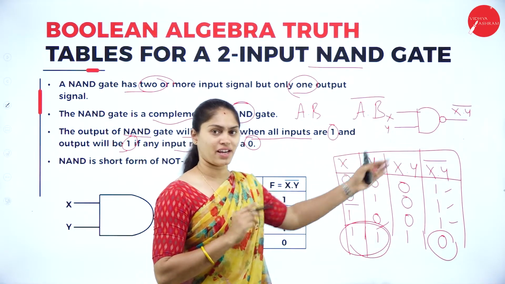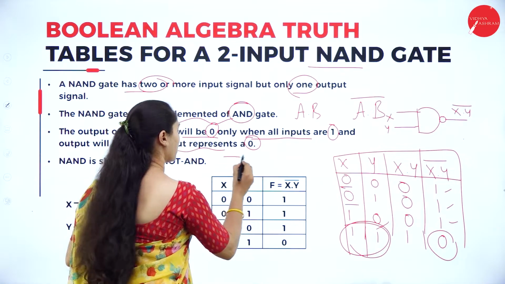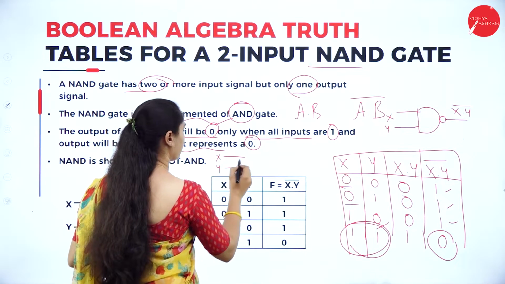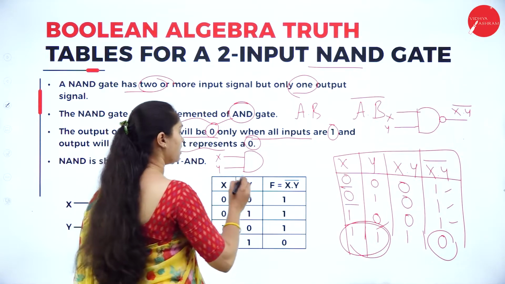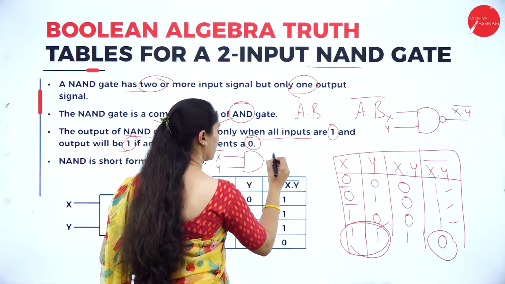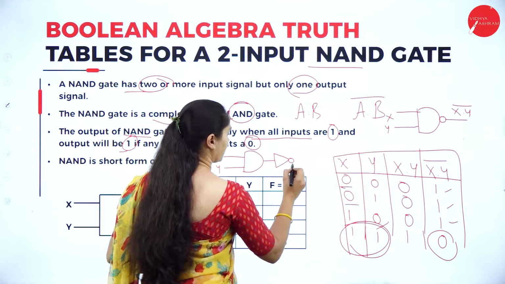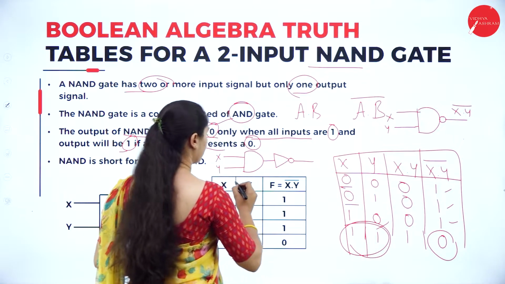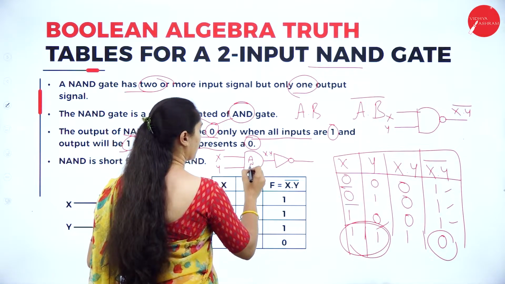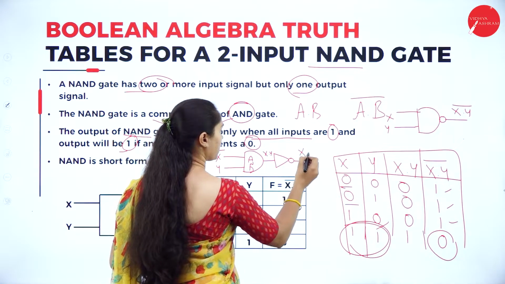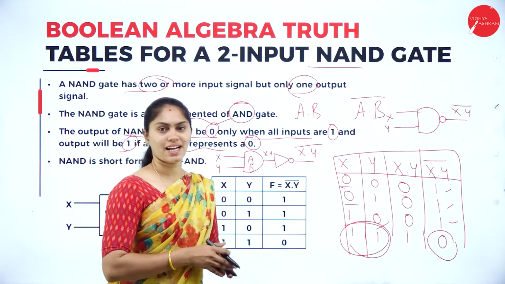So this is one way, and in another way also we can write. Let me consider X and Y as my inputs. This is my AND gate. Fine. I will combine this with a NOT gate. Then it will be a NAND gate. Then X dot Y will be the output of this AND gate. If I invert it, then it becomes X dot Y whole bar. This is regarding NAND gate.